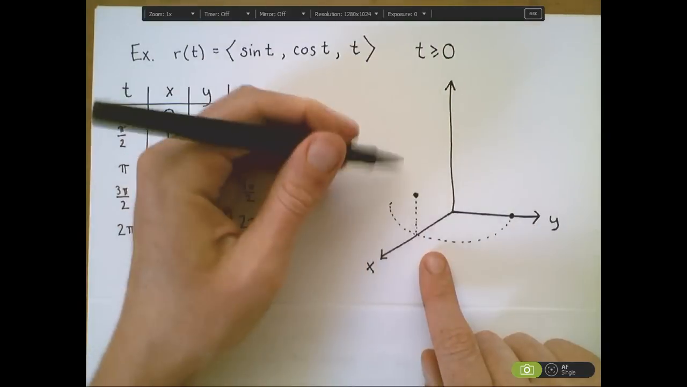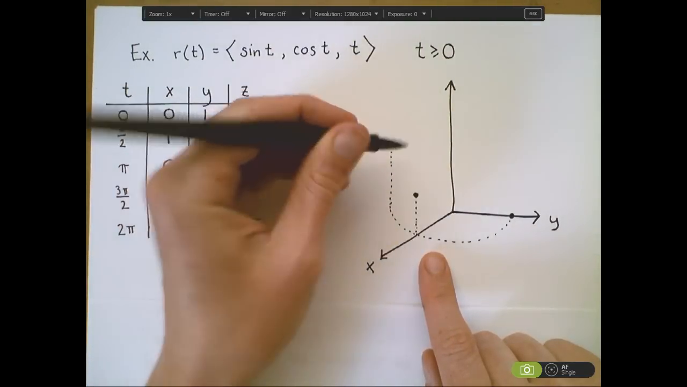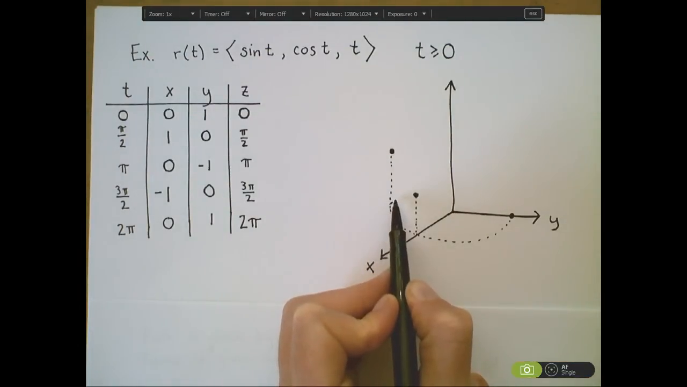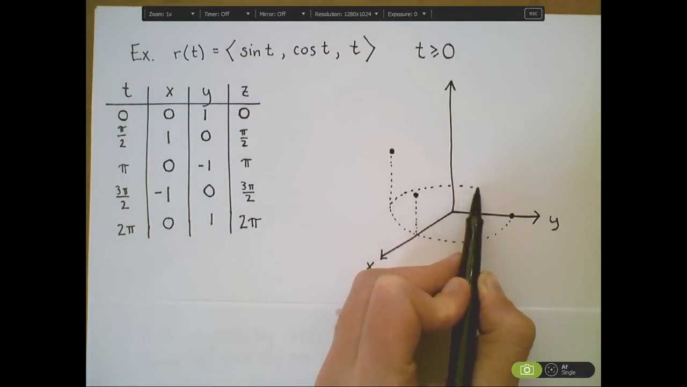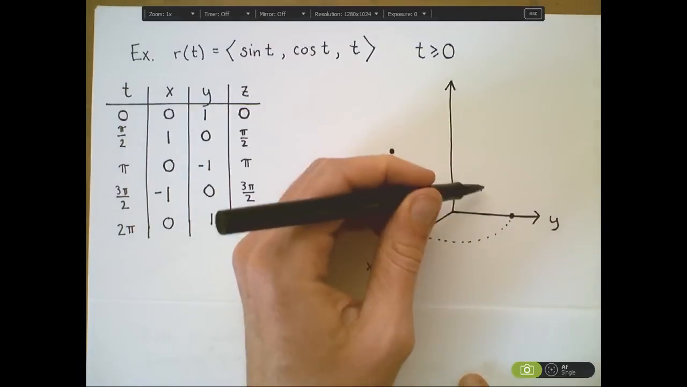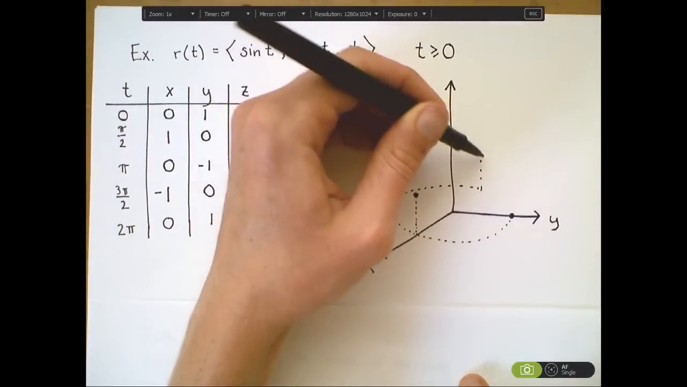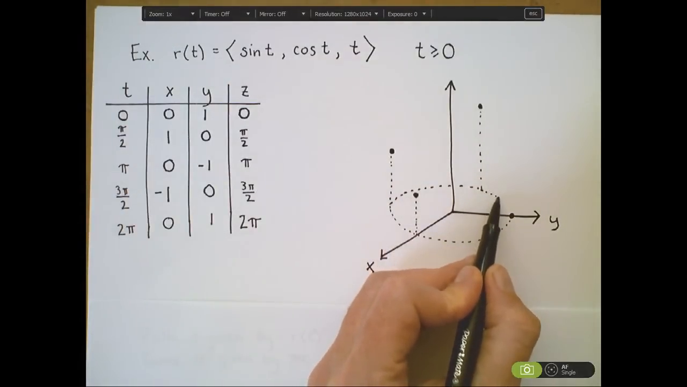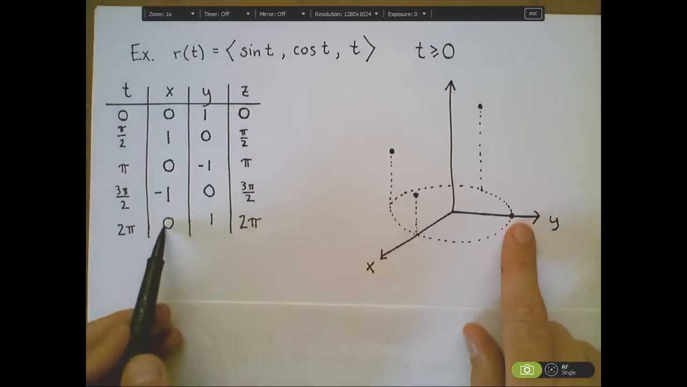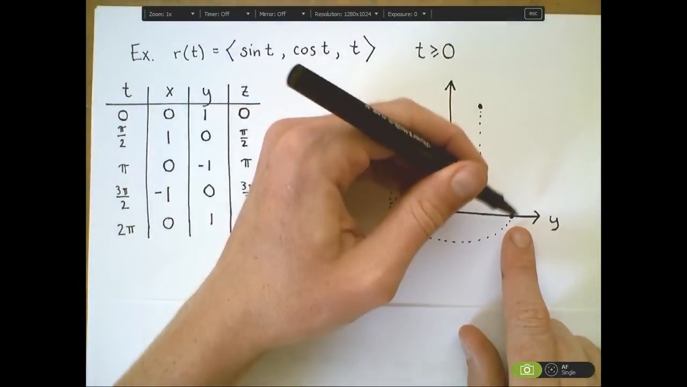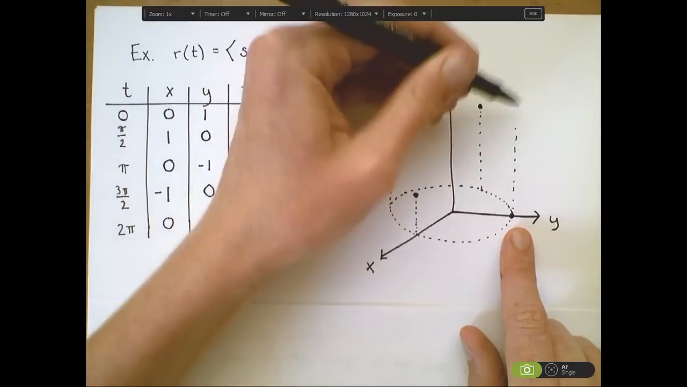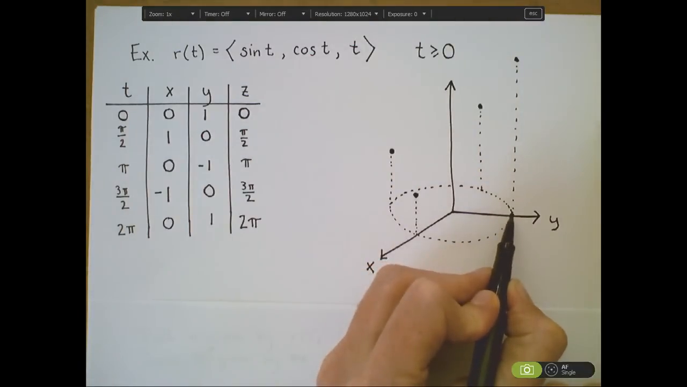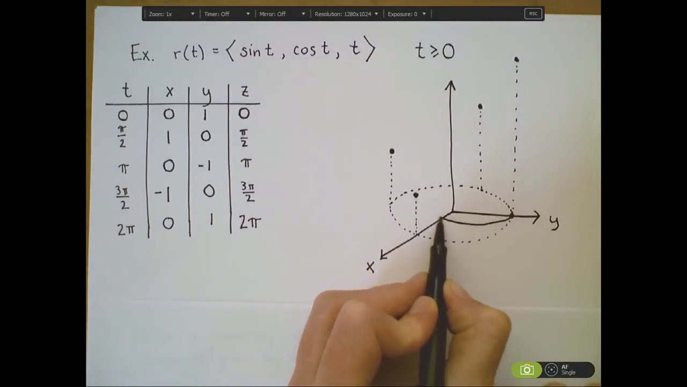Continuing onwards, as my t value increased, I continued along the path of this circle, and my z value continued to increase. I continue to move around. By the time I get back here to 3 pi over 2, my z value has gone up even higher. And by the time I get back to my original point in terms of x's and y's, my z value has grown very high. So if I were to connect these dots, we see that we're cycling outwards.